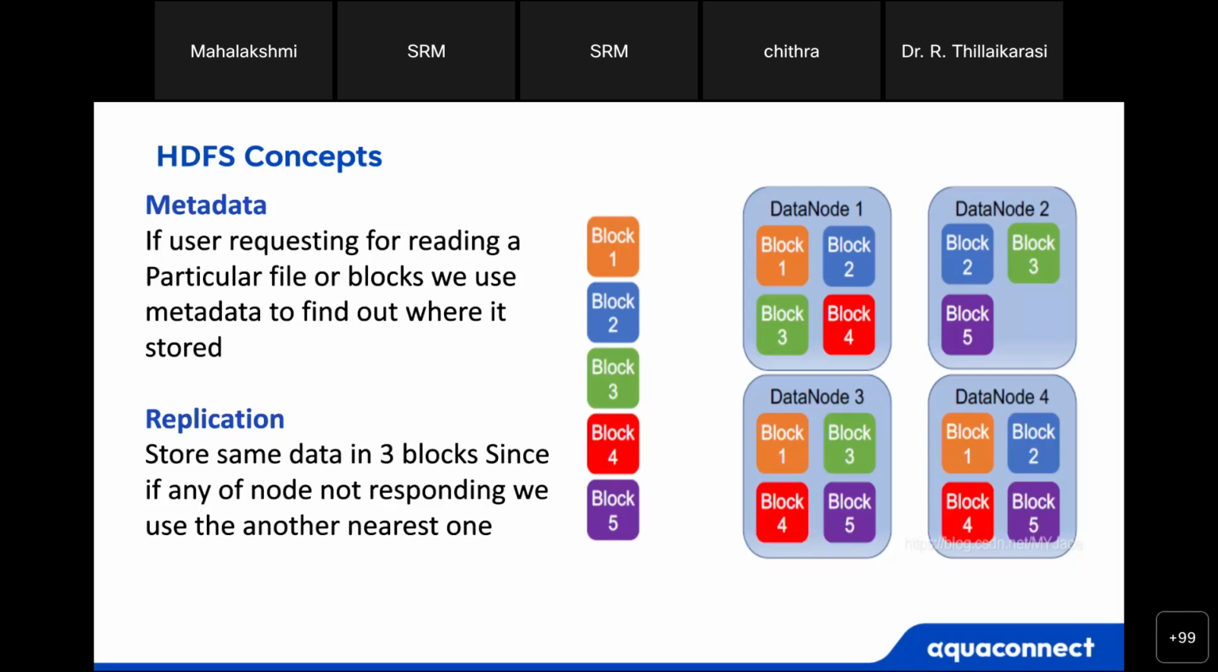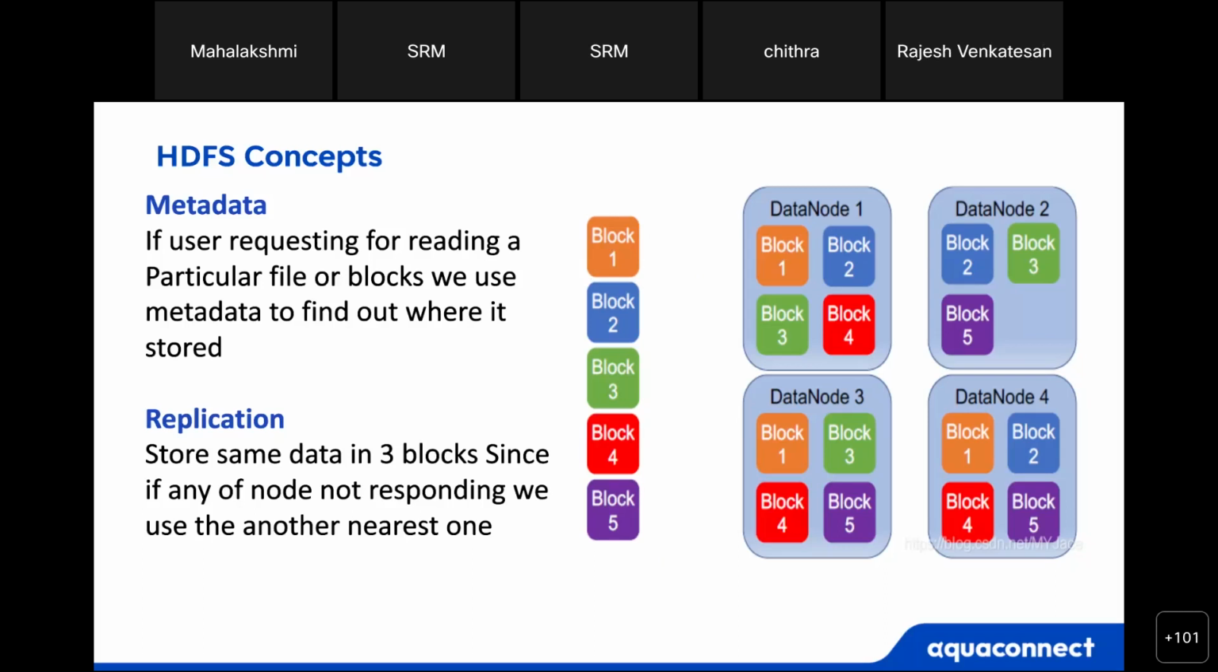Why are we splitting our data into 128 MB blocks, when in our local system we split data by 4 KB or 8 KB? It is a huge database, so the minimum split will be 128 MB. Each and every block has 128 MB of data, and each block will be stored 3 times on different nodes. For example, block 1 is stored on 3 different data nodes, as are the other blocks.